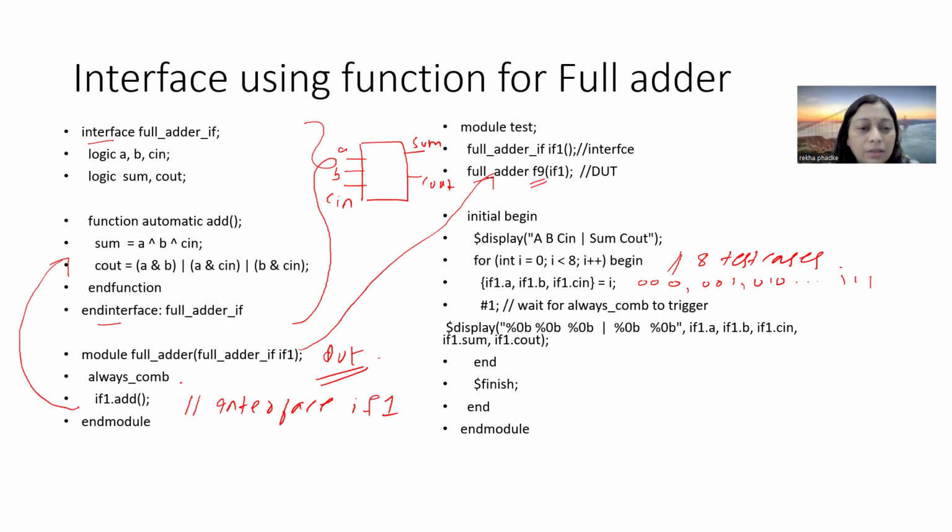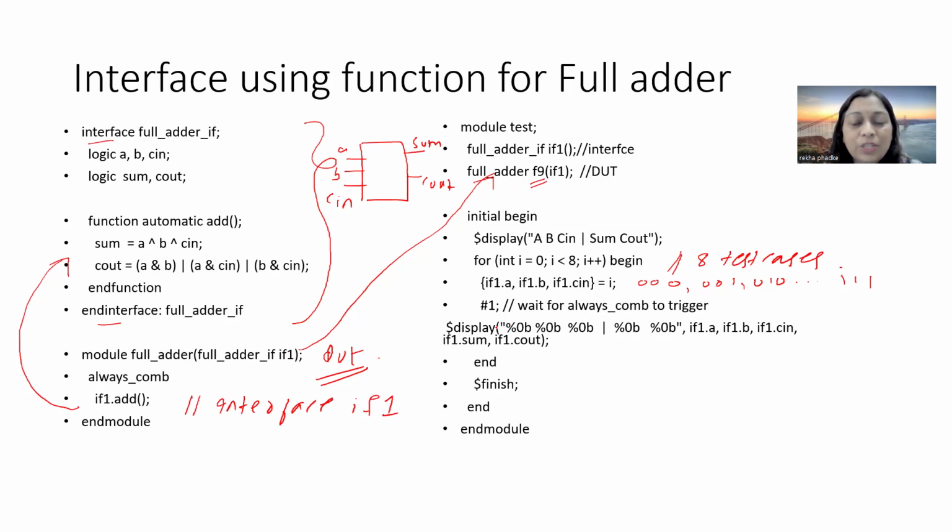The DUT then invokes this function, which in turn will evaluate this expression of sum and cout for 8 different test cases. It evaluates the value of sum and cout, and that gets displayed using the $display command. So this is how an interface is used in our DUT.